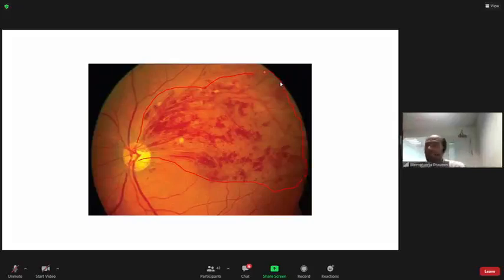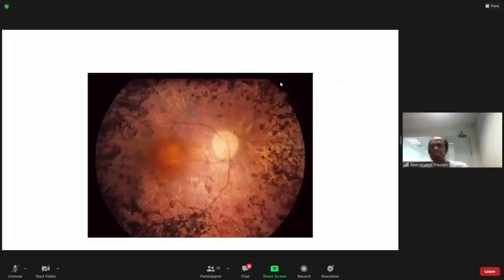This is branch retinal vein occlusion, BRVO. Right? It occurs in a very nice, demarcated vascular territory. What is the fundi? These are the fundi. This is not very important.